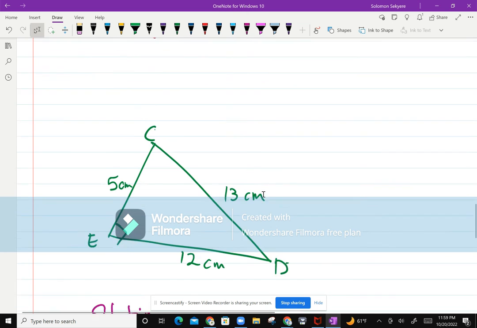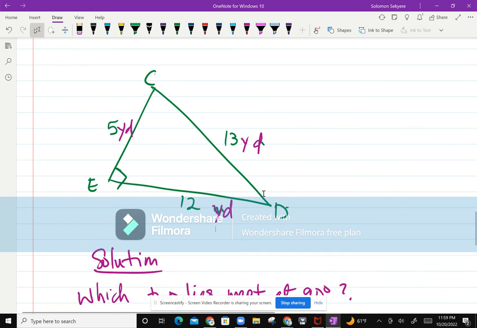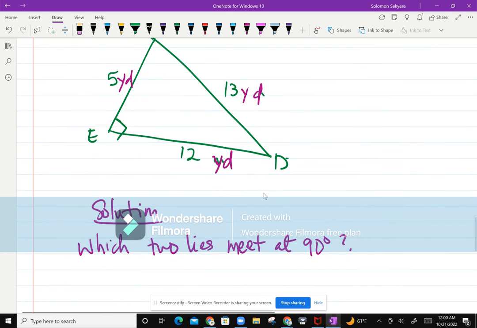What about this one here? Let's say, instead of centimeters again, I'll just make it yards, YD. Okay, so here it is. Ask yourself, which two lines meet at 90 degrees? Remember what I told you? That sign here means 90 degrees. What are their measurements? Multiply them, divide by 2. What did you get?